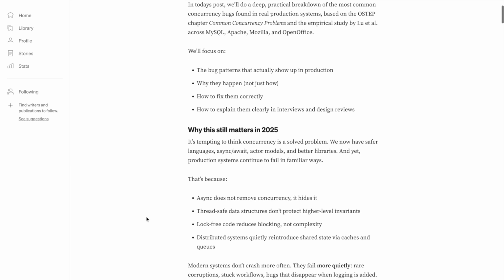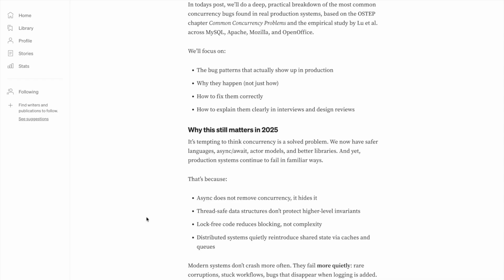But you might be thinking, why does it still matter when we are in 2025 or maybe 26, which is coming next week? Why are we still thinking about this? Because now we have Rust, which is very concurrency safe. We have Go. We have many concurrency-friendly languages, right, which are safer. We have async await, we have the actor model and better libraries to do so. But if you think about it, production systems still continue to fail in a very familiar manner.